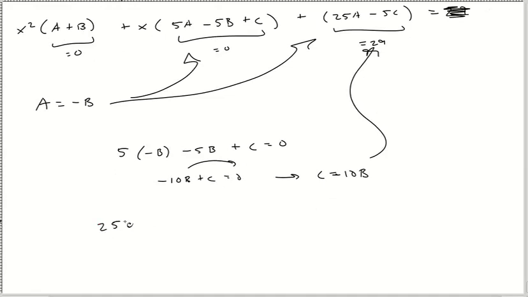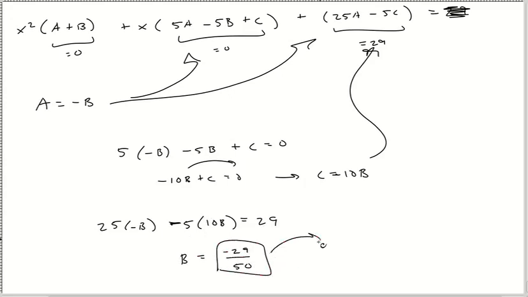And so I've got 25 times negative b minus 5 times 10b is equal to 29. Yada, yada, yada. My b actually equals negative 29 over 50. I can then take my c's and my a's and all this stuff here. And so a is equal to 29 over 50, negative positive. We already talked about how they're the same thing there. And then my c is equal to negative 145 over 50.